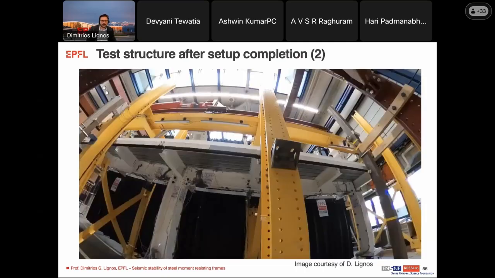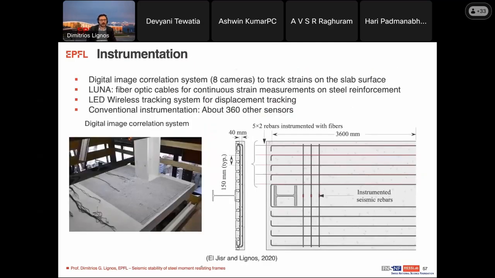This is another snapshot just to kind of appreciate the scale. Again, looking from underneath. And here you see the dissipative zone. This is a snapshot from one of the tests, but I will show a few more details in the next few slides. So here, a few things on instrumentation.